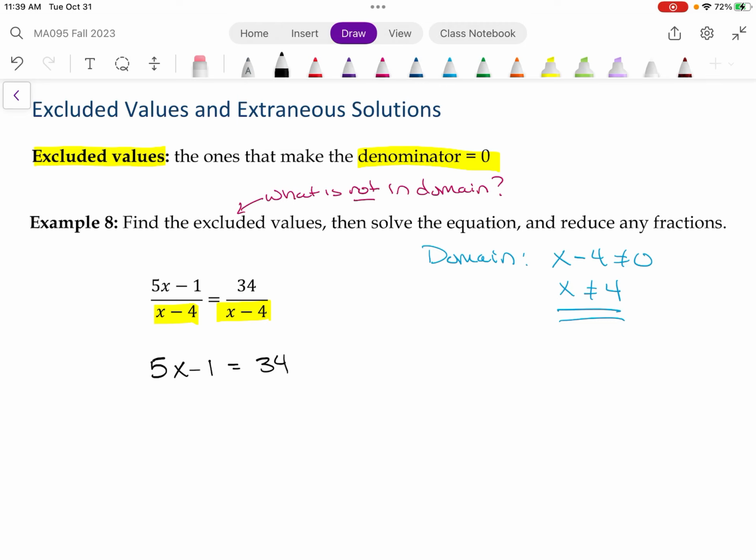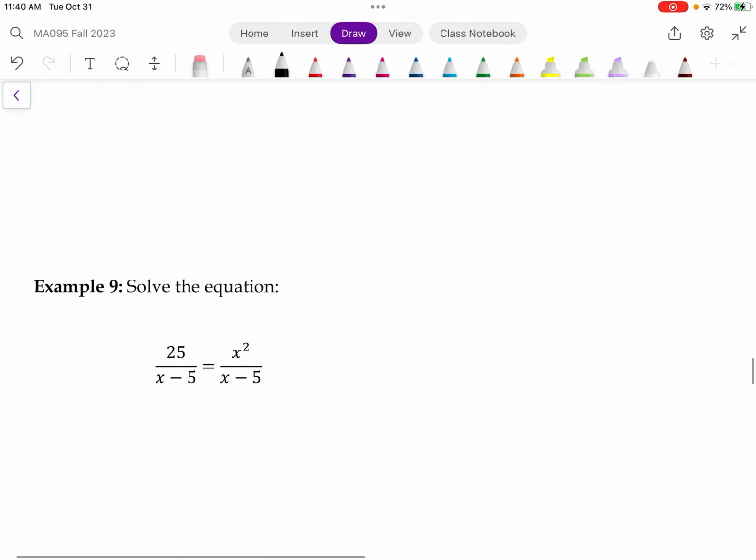Right, so add 1 to both sides, I get 5x equals 35. Divide by 5 and I get x equals 7. Okay, so x equals 7. All right, so we found that it couldn't be 4, but that's okay because we didn't find 4 as an answer. But if we did find 4 as an answer, there would be no solution, right? Because that could not be a solution to this. So let's move on and think about some others.